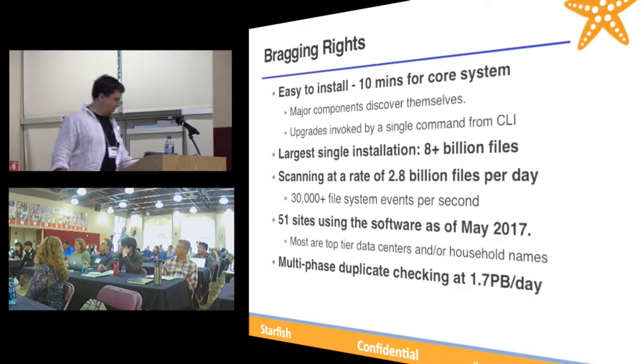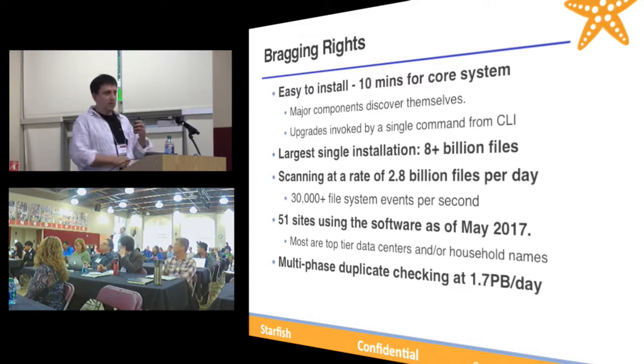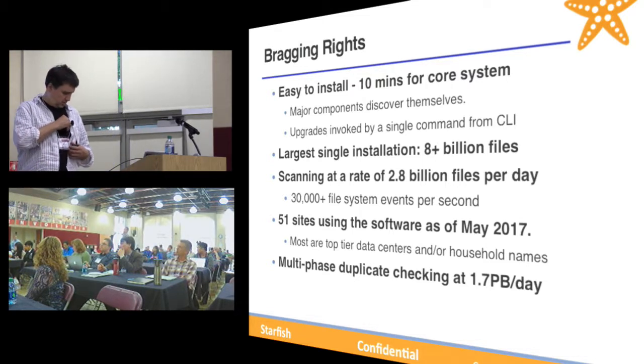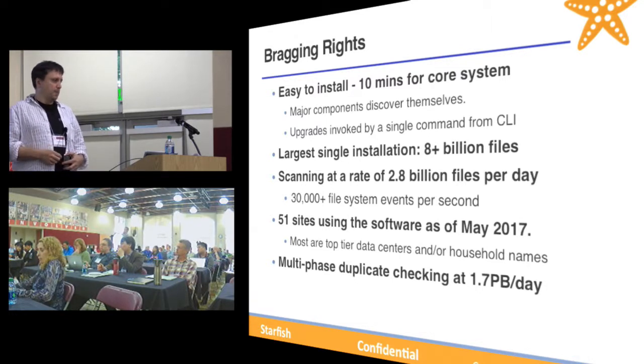Yes, sir. So you said you're using DMAPI for GPFS, and I see 30,000 creation or file system events per second. What happens if you fall behind? Do you block the file system, or do you just have to go scan later and catch up?